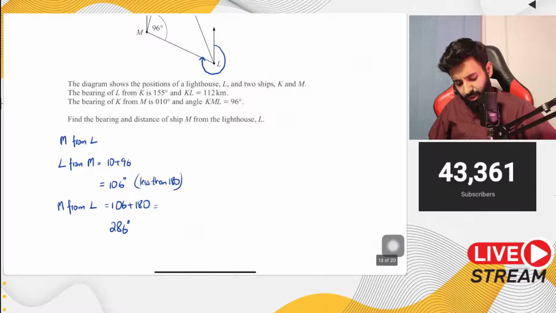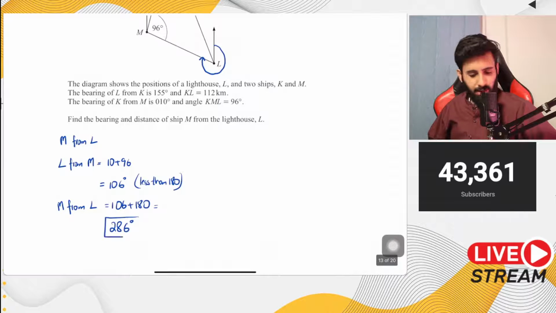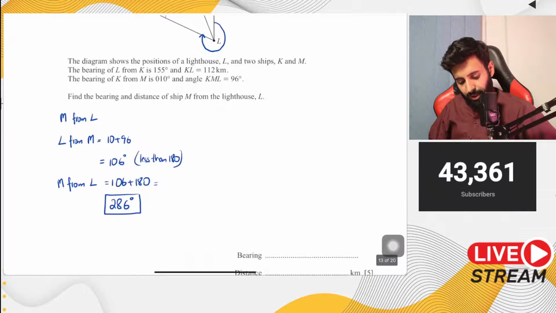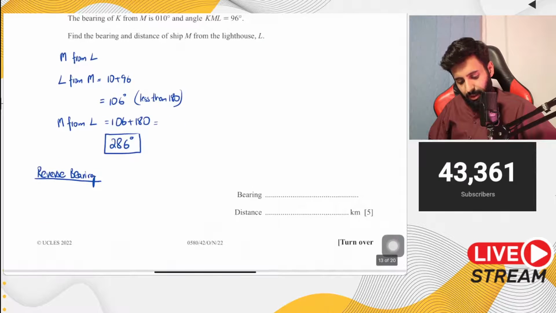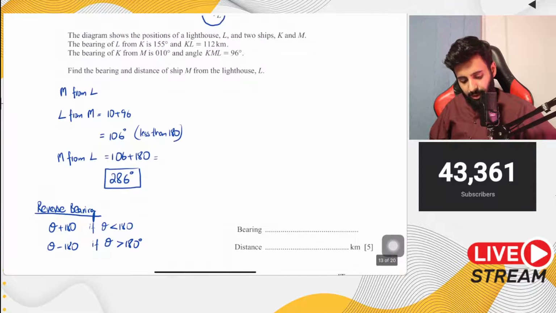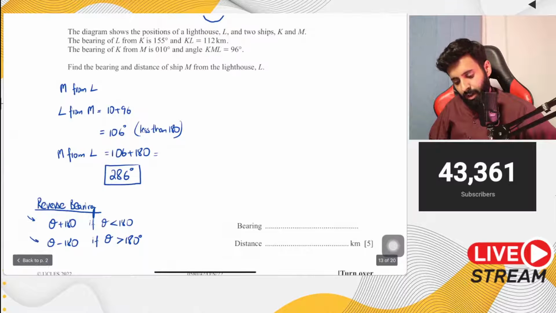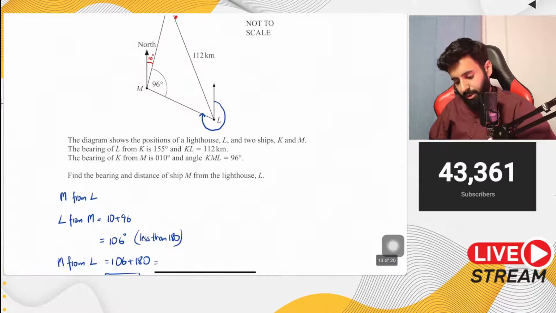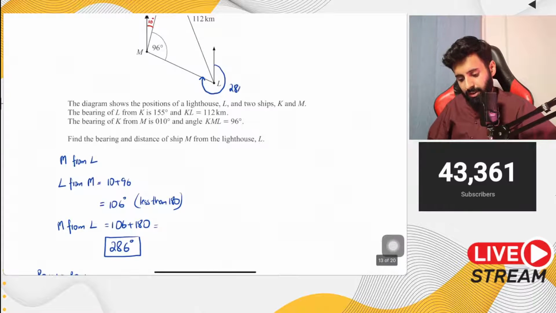I've explained this shortcut in a few bearing videos as well, and this comes in very handy. This concept is called the reverse bearing concept. Reverse bearing. So either add 180, लिख देता हूँ चलो, theta plus 180 if theta is less than 180, and theta minus 180 if theta is greater than 180 degrees, where theta is basically the opposite bearing. Again, watch the video on it, clear हो जाएगा. So we worked out the bearing, which is equal to 286 degrees. So this angle that you're looking at is 286 degrees.